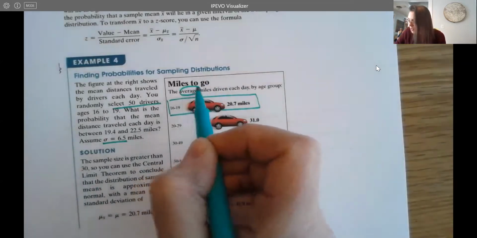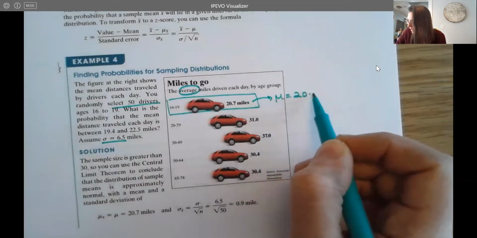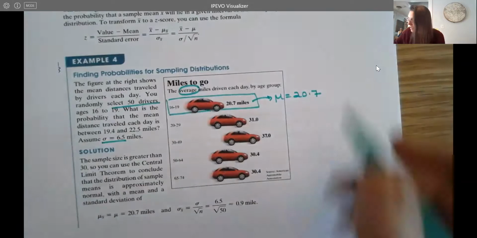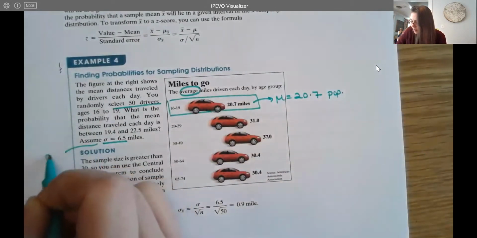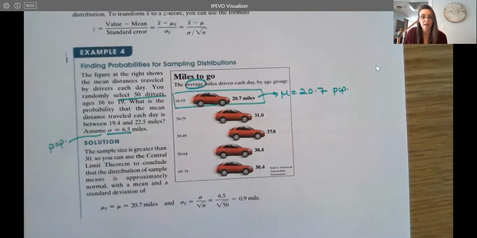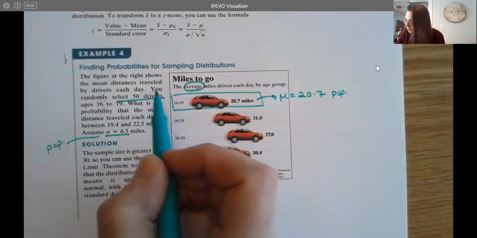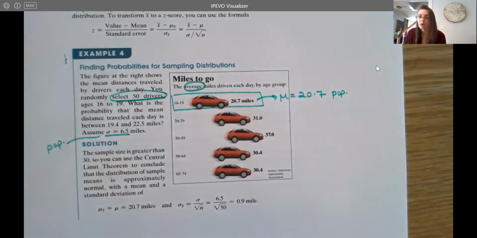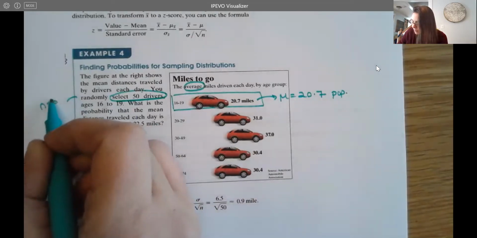So these are the average miles driven by the age groups. So this is the mean here. So for my age group here, I'm looking at a mean of 20.7 miles. Again, this is the population mean. And then here they're giving us the population standard deviation. Now, notice that what we're doing is we're randomly selecting 50 drivers here, right? So we're collecting a sample, in this case, of 50 drivers. So our n is going to be 50.